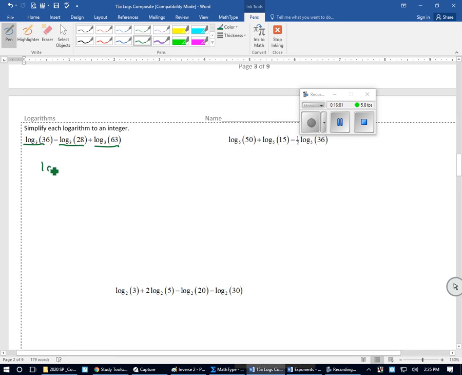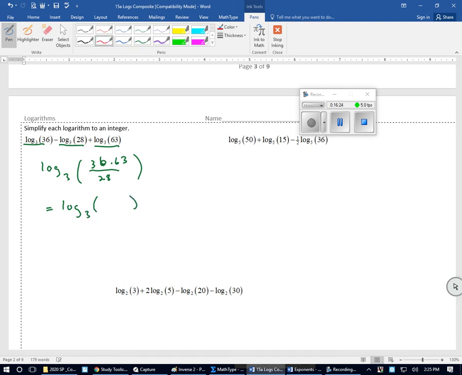So this whole thing simplifies up to log 3 of 36 over 28 times 63. Make sure you see why the 36 and 63 are on top and the 28's on bottom. If you get your calculator out, you can simplify that. I'm old-fashioned, so I'm going to cancel. Let's see, cancel a 4 leaves me a 9, and a 4 leaves me a 7. Cancel a 7 leaves me a 1, and a 7 leaves me a 9, and that is 81. You're probably going to grab your calculator and do this, but you're going to get 81.